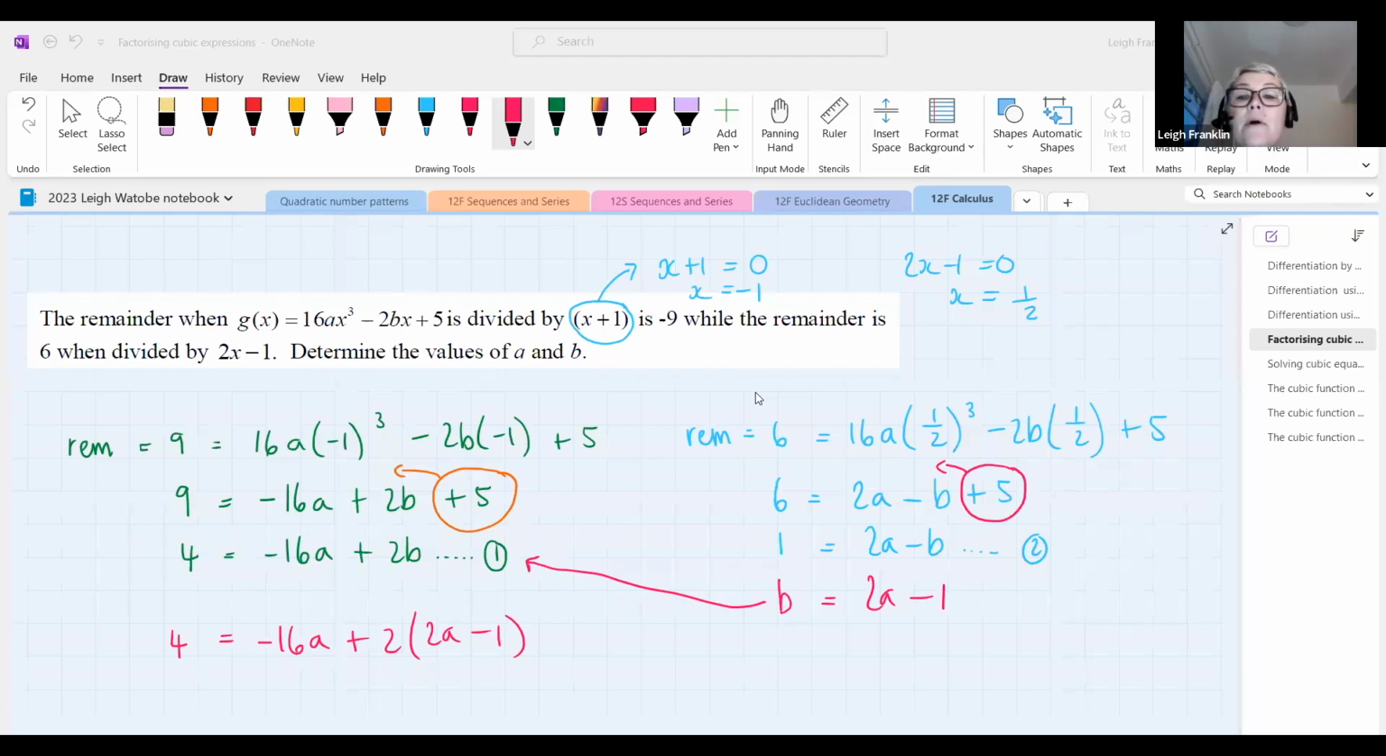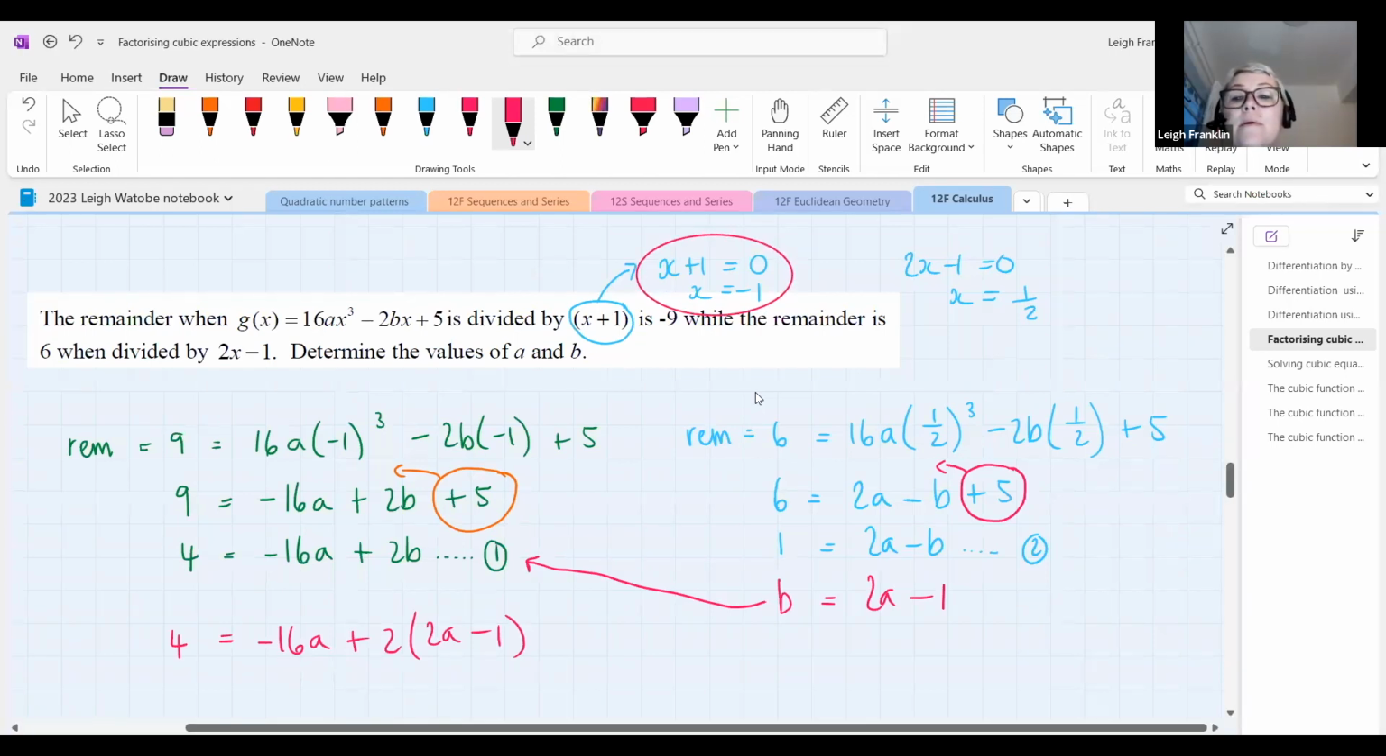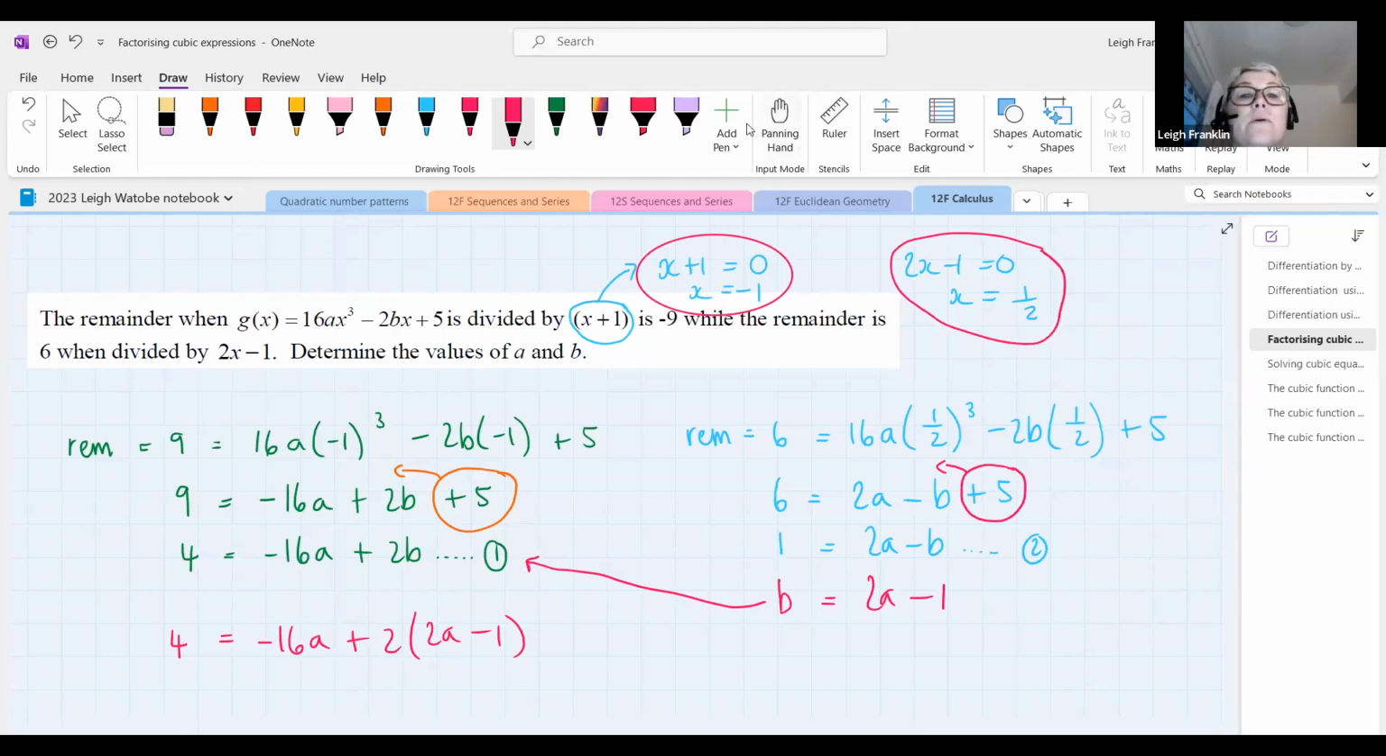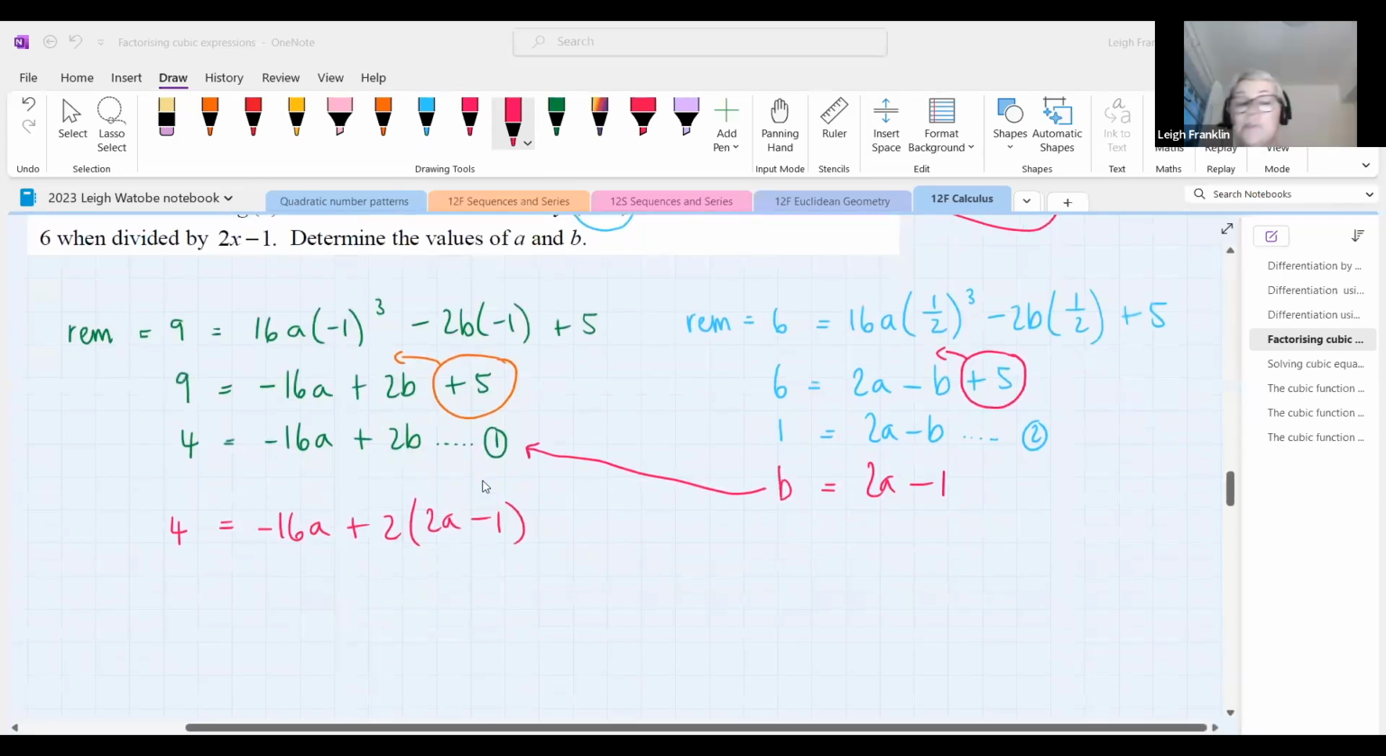Lebogang, the -1 comes from here. The 1/2 comes from here. Okay. So you get 4 from saying 9 minus 5 when you take the 5 over to the other side.